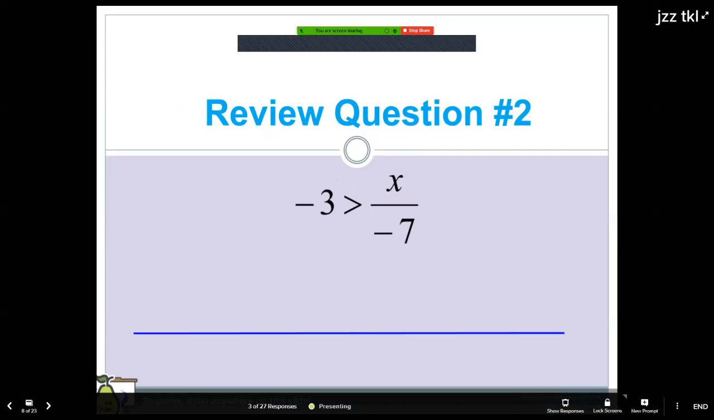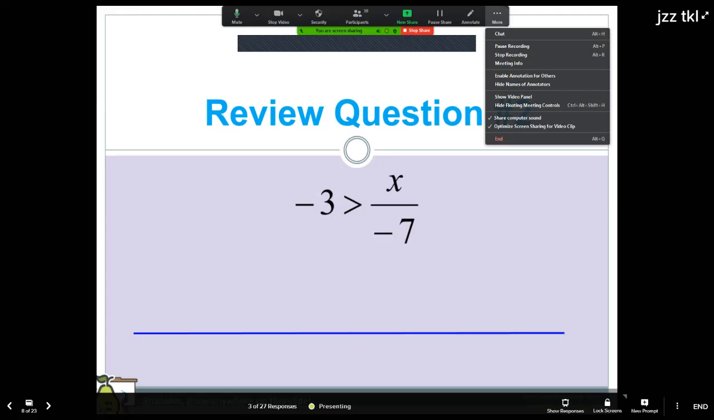Also, that reminder of what we talked about last class: what kind of number is this? And what do you need to do to this sign in the middle when you're working with this kind of division, multiplication type situation? So take a couple of minutes, see what you guys come up with, and we will go over it.